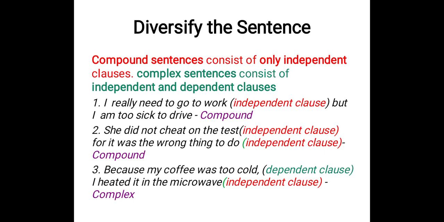See sentence number 1, 2, 3 that we have already seen in the previous slide. In sentence number 1, the first part is an independent clause and the remaining part is also another independent clause. So it is a compound sentence. In sentence number 2 also, there are two independent clauses. So it is a compound sentence. But in sentence number 3, there is one dependent clause and another independent clause.